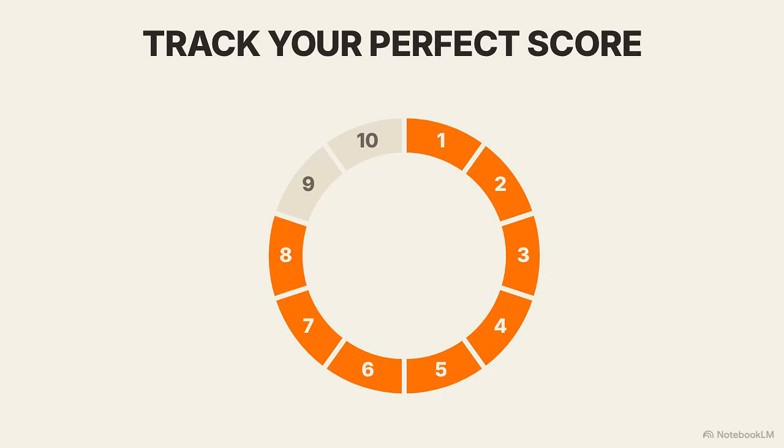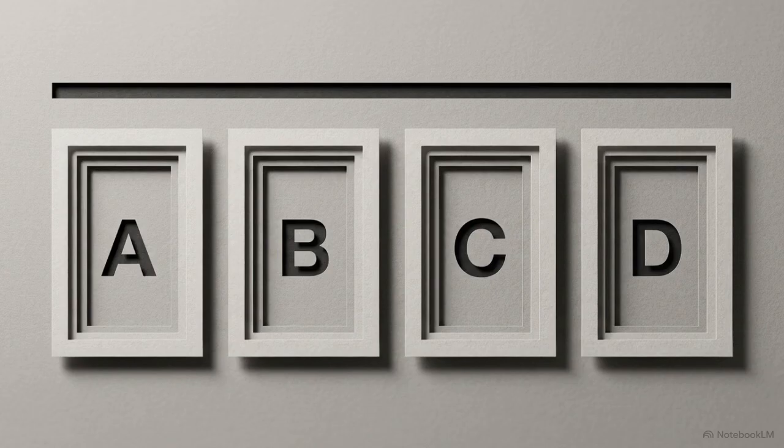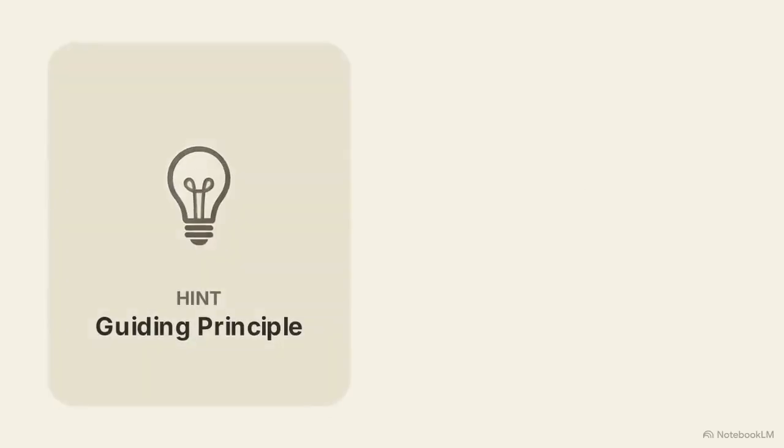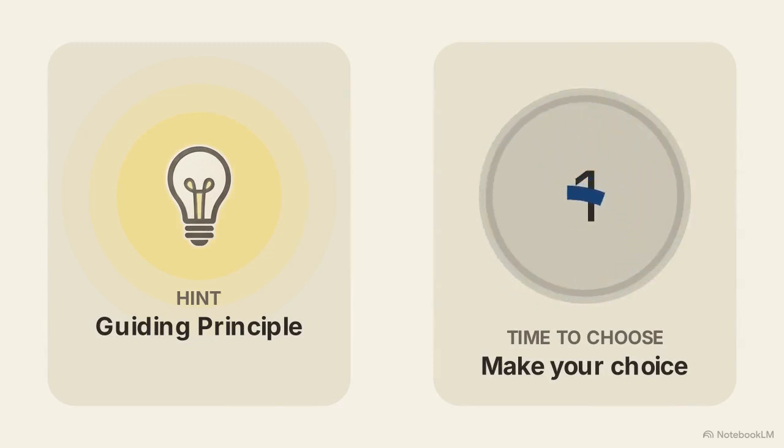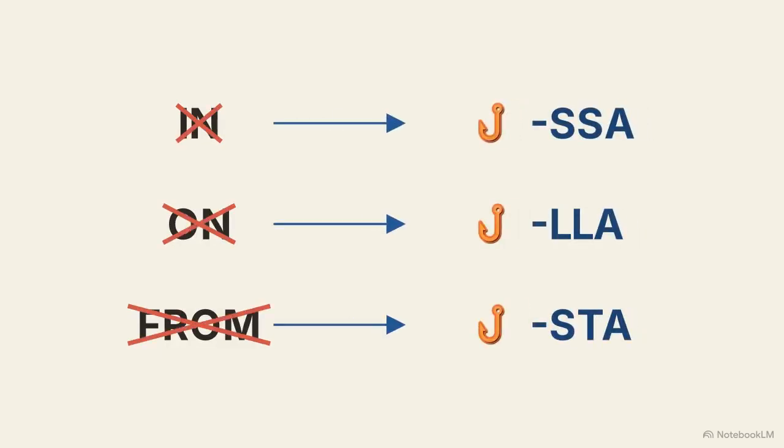There are 10 questions and you can track your score out of 10 as we go. I will present a scenario and 4 options. After a brief guiding principle, you have 5 seconds to choose your answer before the reveal. These hooks replace the need for separate prepositions, providing a consistent framework for Finnish communication.